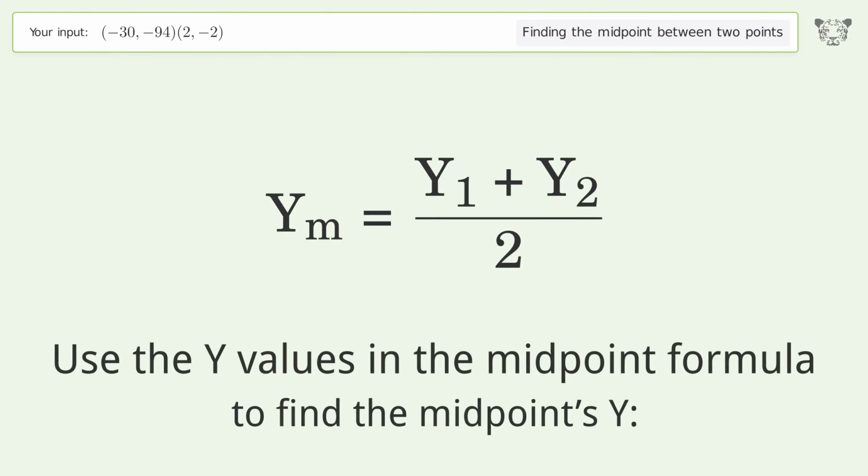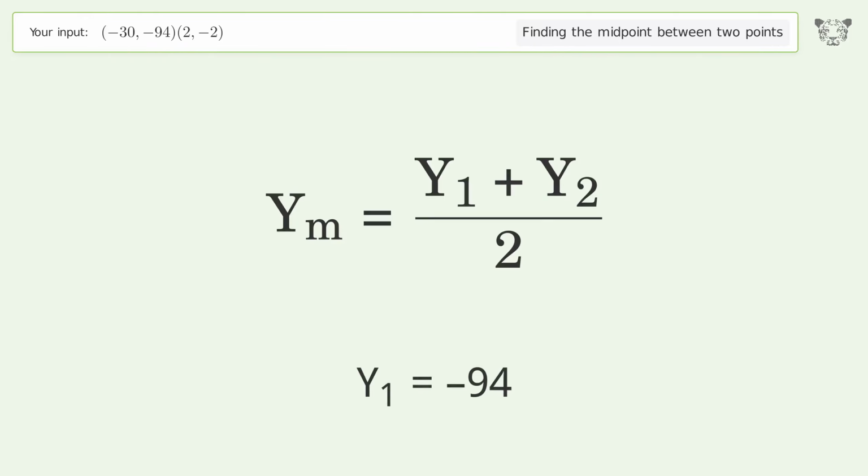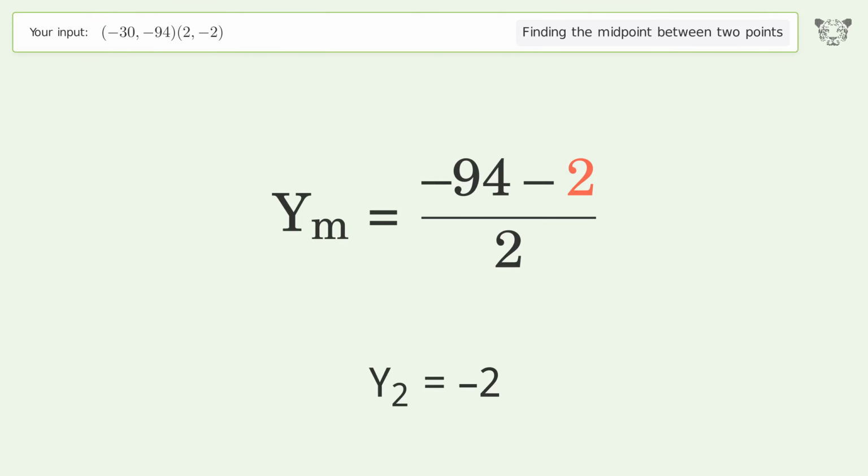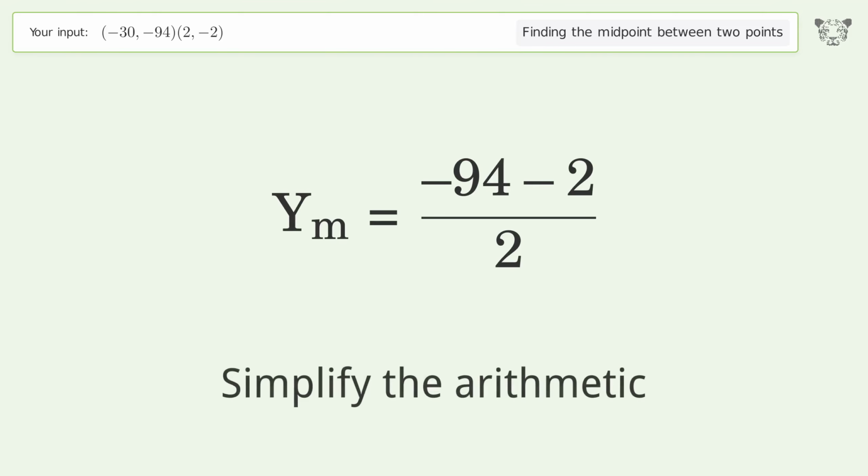Use the y values in the midpoint formula to find the midpoints y. y1 equals -94. y2 equals -2. Simplify the arithmetic.